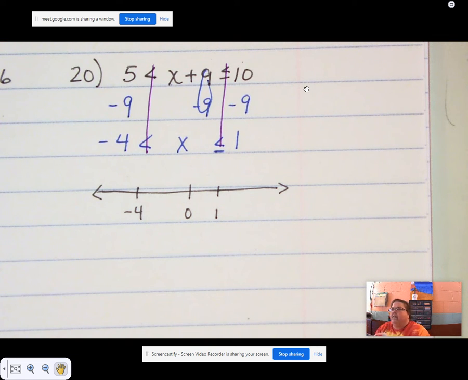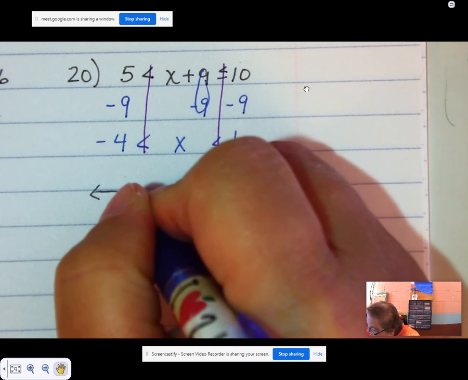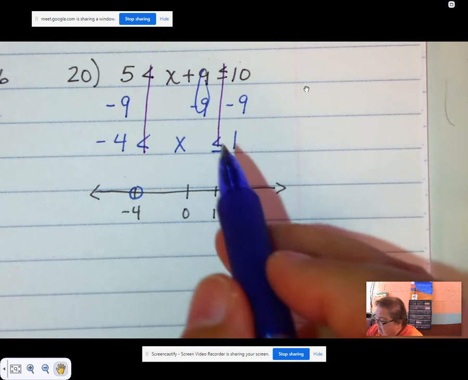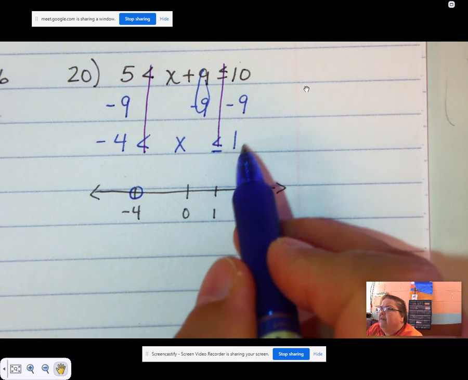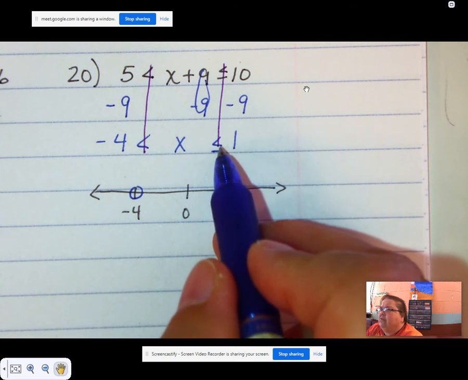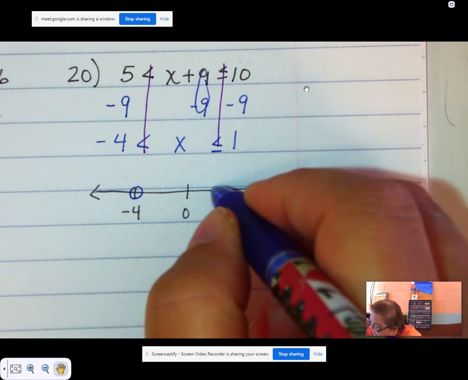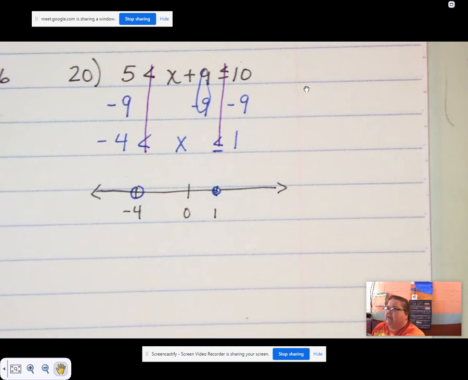Okay? Now, when I look at the -4, less than, is that going to be an open or a closed circle? Less than. Open or closed? Open. So open circle on -4. Okay. What about the 1? Is this open or closed? Closed. The equal to part closes it in.